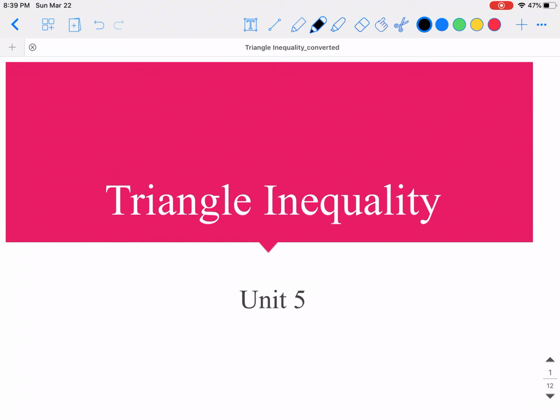So last week you took a quiz on triangle centers. This week we're going to talk about triangle inequality. These notes match up with the blank guided notes that I posted on Google Classroom. So you can either take these notes in your notebook or you can print out that blank sheet and fill it out as we go.